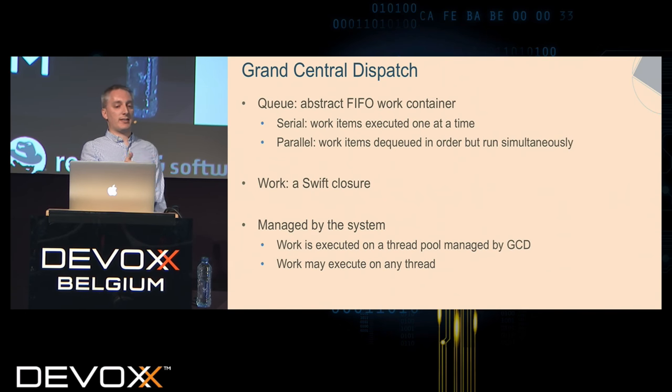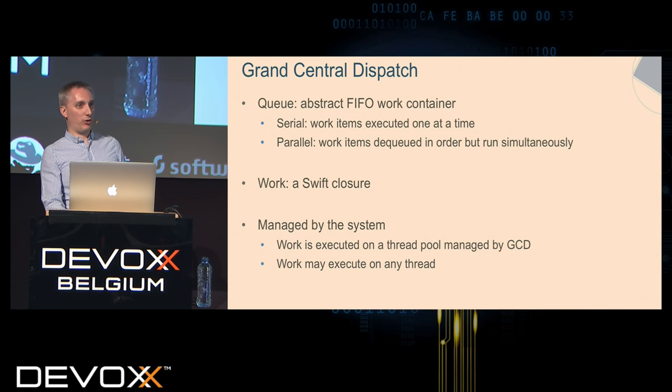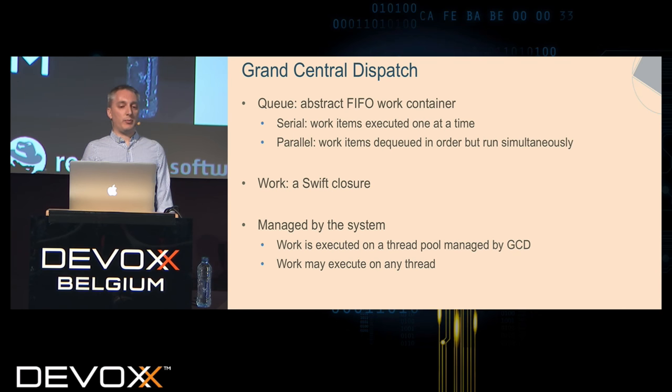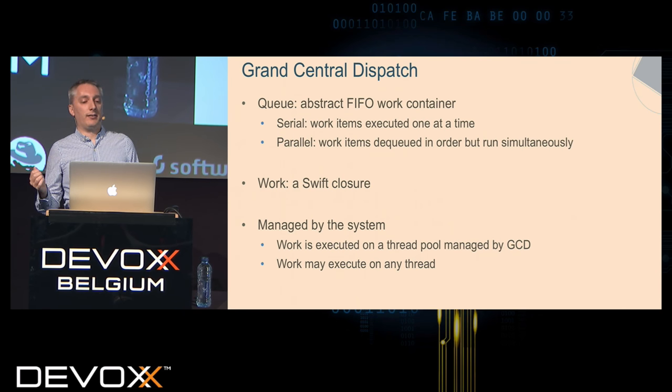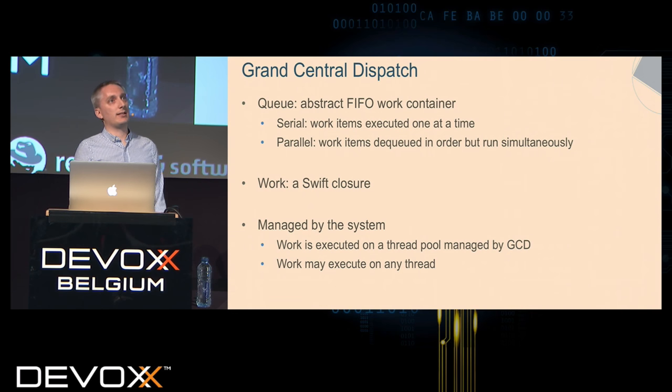The three main pieces here are the queue that you're creating, which is an abstract work container that you're going to put some work on. That could be a serial queue, in which case all the items enqueued would be executed in order. Or it could be a parallel queue, in which case the items are dequeued off the right-hand side in sequential order, but they're executed simultaneously. What work can you do? Well, anything. You can pass any Swift closure through, so you can call any Swift function you want as part of a block that you pass to Grand Central Dispatch.